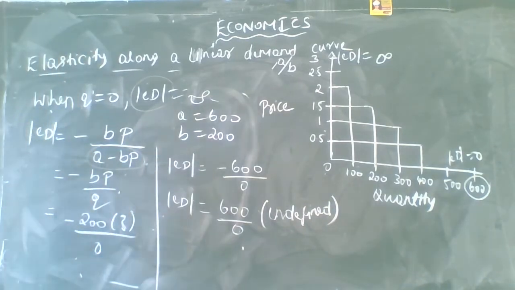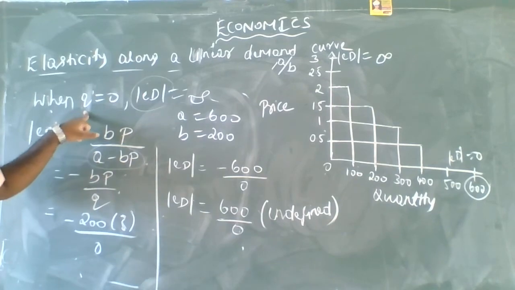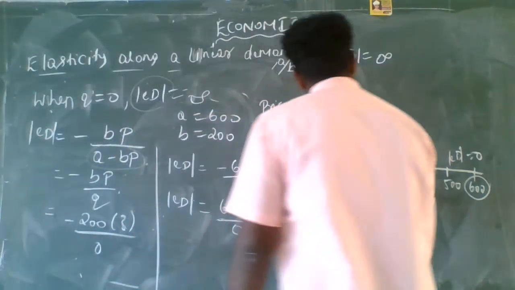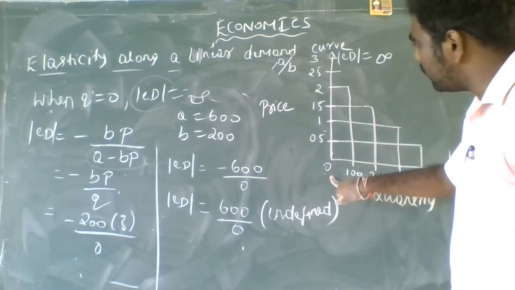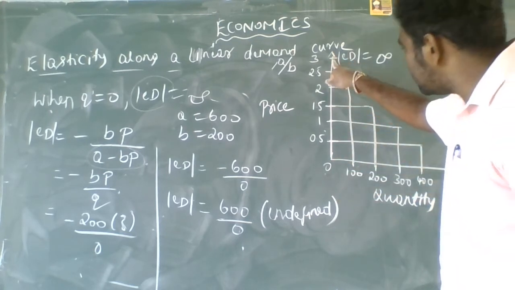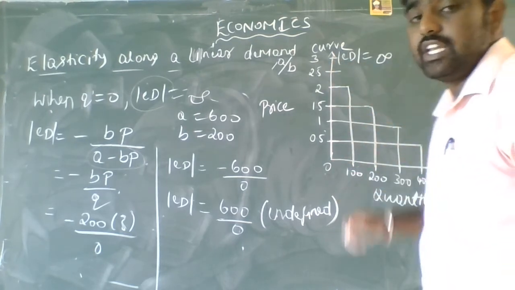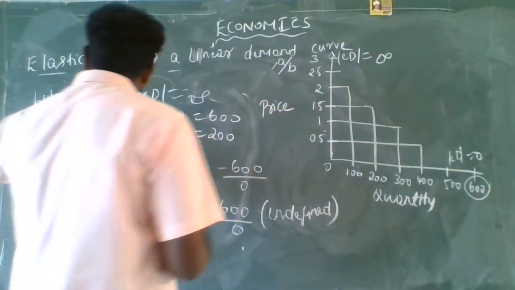So you need to substitute the Q value. When Q is 0, the elasticity of demand is infinity. You understood that when Q is 0, the price is 3. At this point, the elasticity of demand is infinity, so we have to satisfy this condition.